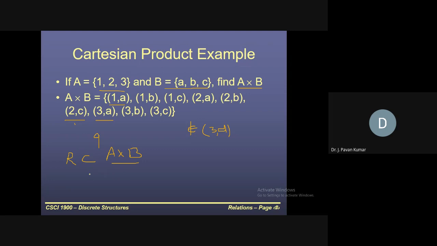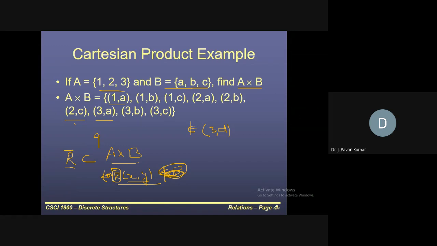Now, if I give you a tuple (A comma B, let us say, or generalizing, X comma Y), whether this X comma Y belongs to this particular R or not, or R of X comma Y is correct or not, we should be able to say. As R is a subset of A cross B, whether this X comma Y belongs to R, or whether this relation holds between X comma Y, we should be able to say. That is another condition.